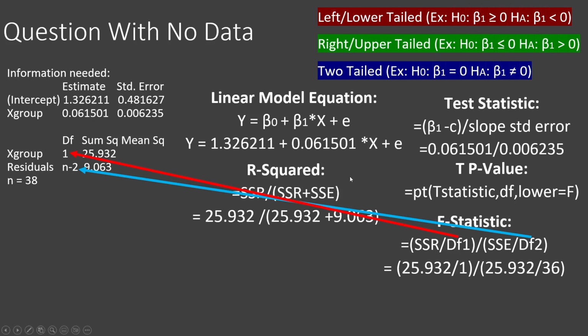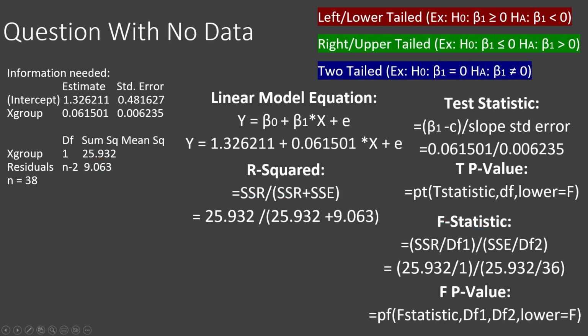And so this is kind of an important little bit, because your SSR is divided by the degrees of freedom of the regression, which remember is 1. So really you're just going to be doing SSR divided by SSE over the degrees of freedom, but technically this is how the equation is supposed to look. And then for the f p-value, it's a little different. You're going to use the pf function instead of the pt function. Then you're just going to input your f statistic, your degrees of freedom for your x group, and then your degrees of freedom for your residual error, and then lower equals f, right?